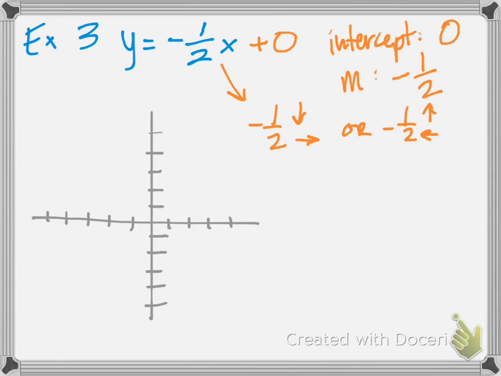The intercept was 0, that's right there at the origin. And then I could do either of these really, since I'm in the middle. I usually like to pick the down 1, right 2. Down 1, right 2. If I run out of room, I can go the other way. I can go up 1 to the left 2. Up 1, left 2. Connect your points. It's a negative slope because I was negative 1/2, and I have a line that goes down from left to right.